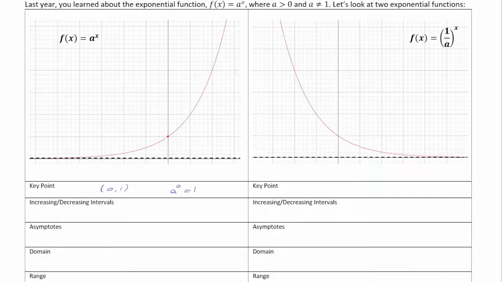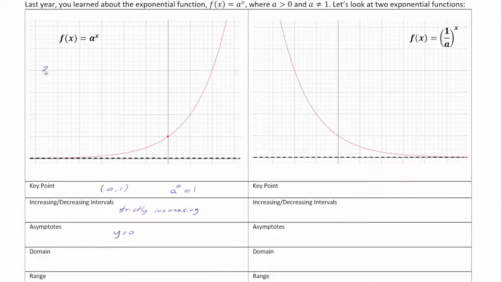If we look at the increasing or decreasing intervals of this graph right here, we can see that this graph is strictly increasing. So we'll write that in, strictly increasing. We can see that there is an asymptote at y is equal to 0. And that's because as x gets increasingly small, this becomes a smaller and smaller fraction. All right? And we can see that just by doing a few examples.